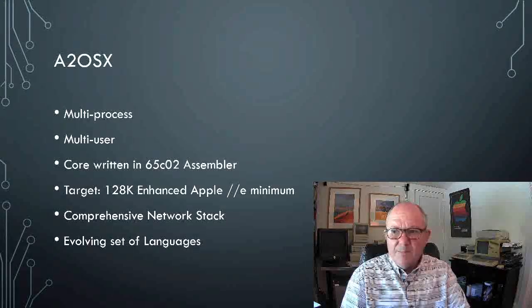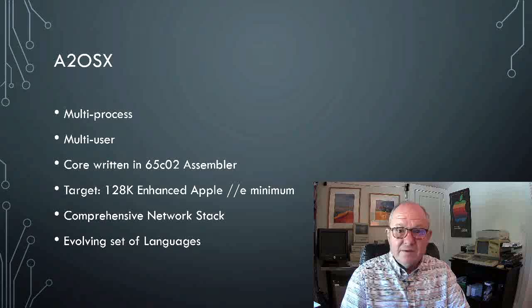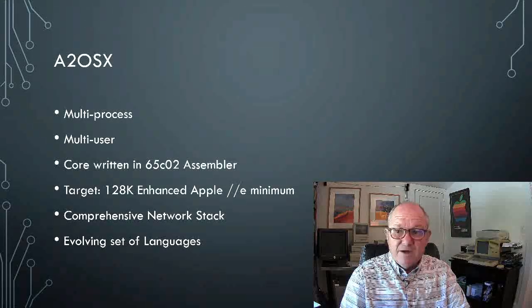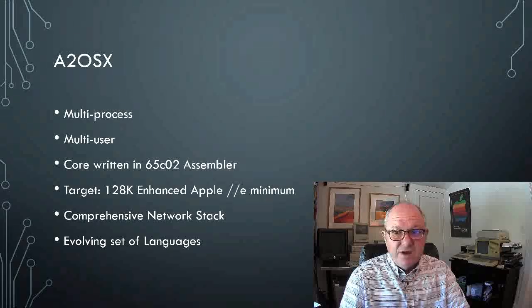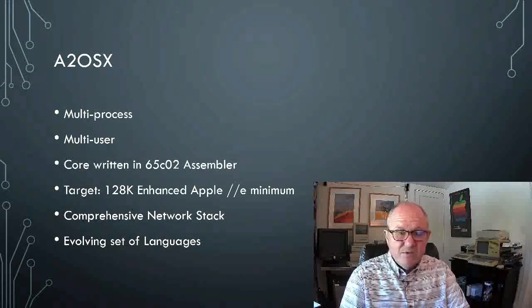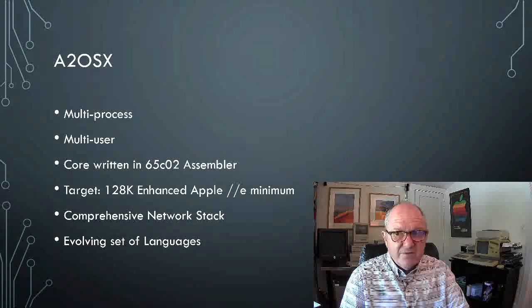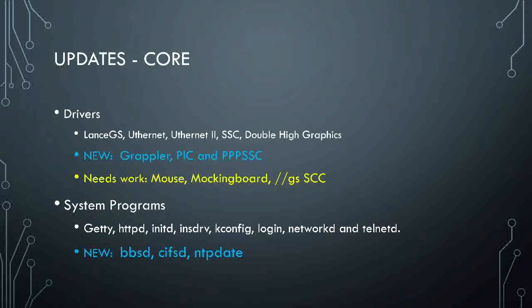The core and many of its components are written in 65C02 assembler, primarily for size and speed of execution. It does require, and makes extensive use of, 128K of memory in an enhanced Apple II. It can also be run on a IIc or a IIGS. It includes a comprehensive network stack and many utilities or apps, as well as an evolving set of development languages. Let's take a look at what's new.